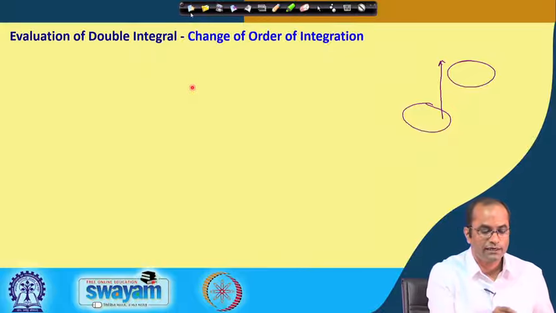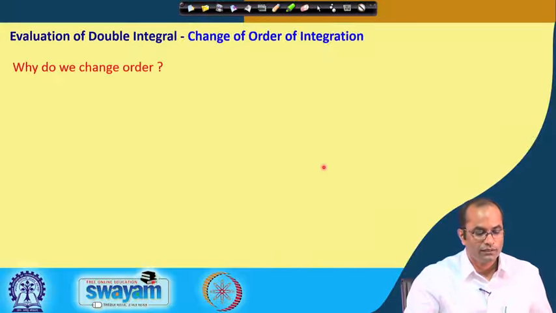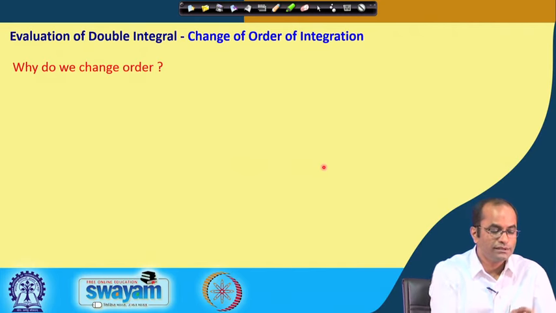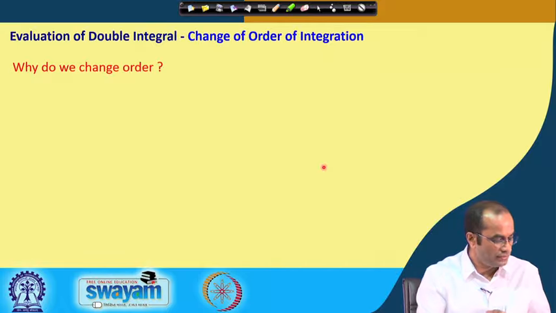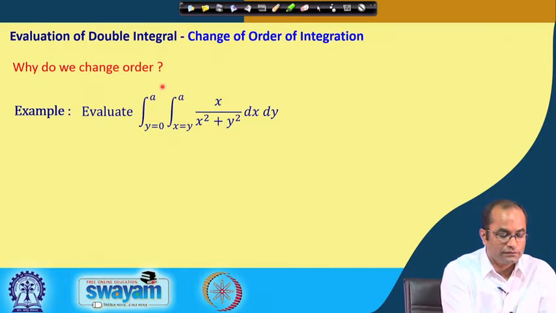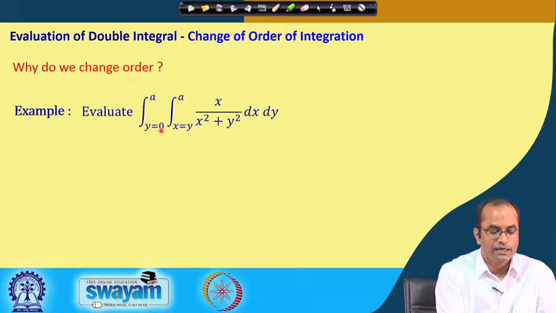So the question is: why do we change the order? One reason will be very clear from this example. Suppose we have this integral, the inner one of x over x square plus y square with respect to x, and the limits for x go from y to a, so x equal to y to x equal to a is the limit of the inner integral, and for the outer one we have y equal to 0 to y equal to a.